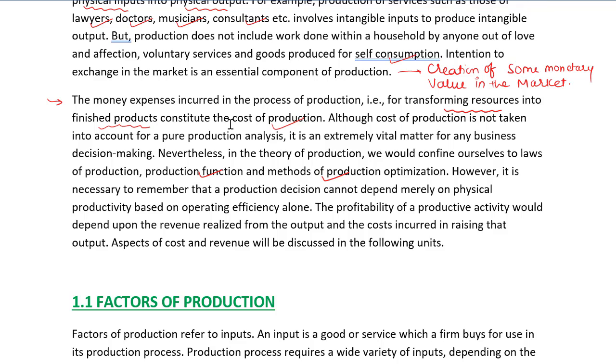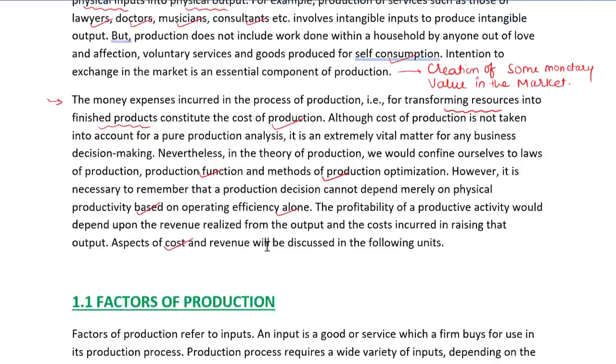However, it is necessary to remember over here that a production decision cannot depend merely on physical productivity based on operating efficiency alone. The profitability of a productive activity would depend upon the revenue realized from the output and the cost incurred in raising that output. Aspects of cost and revenue will be discussed in the following units. Let us begin.